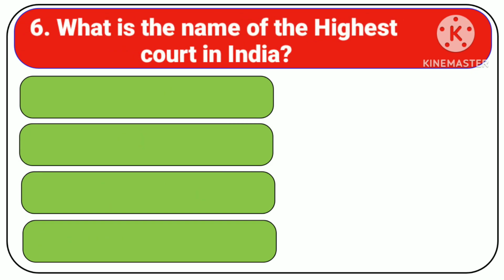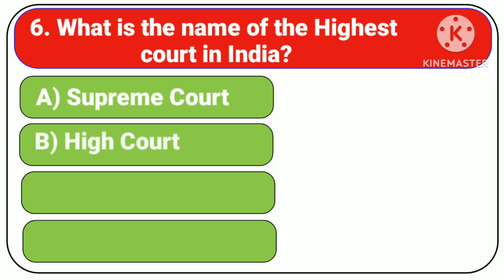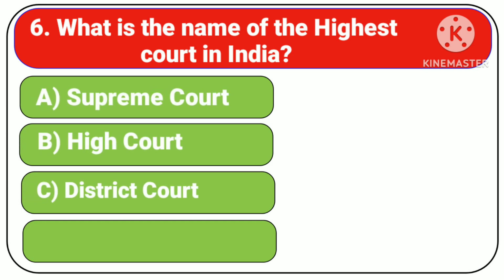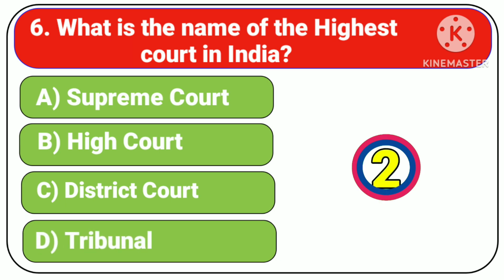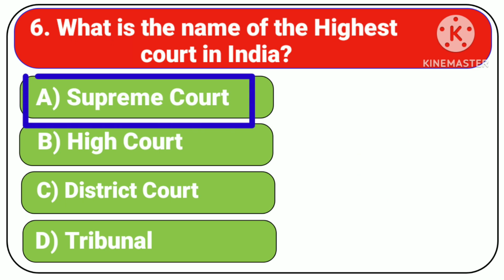What is the name of the highest court in India? Options: A. Supreme Court, B. High Court, C. District Court, D. Tribunal. Correct answer is Supreme Court.